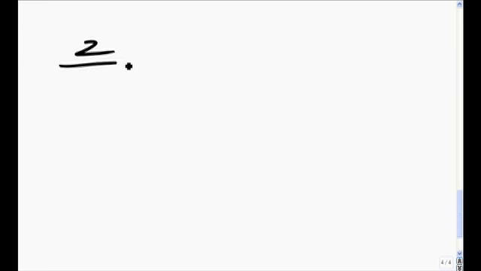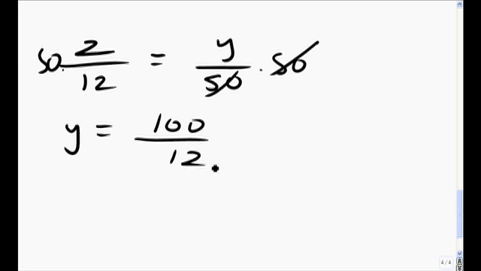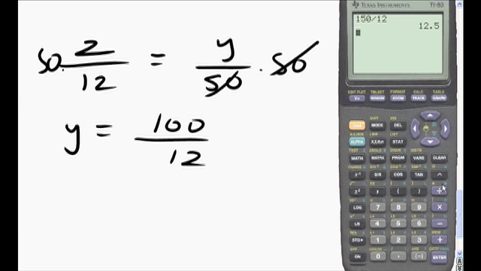The 2 tablespoons of sugar to 12 cookies is some Y tablespoon of sugar to 50 cookies. Multiplying both sides by 50, using algebra, we get Y is 100 divided by 12. This is the number of tablespoons of sugar required for 50 cookies. In other words, there's 8.33333333 tablespoons of sugar required for 50 cookies.